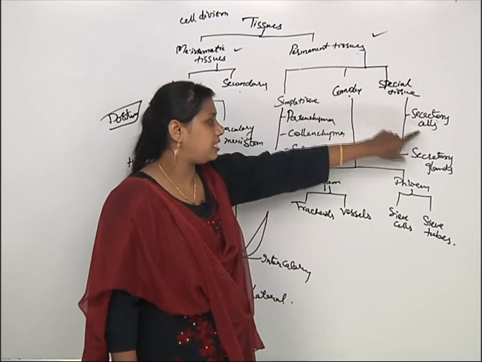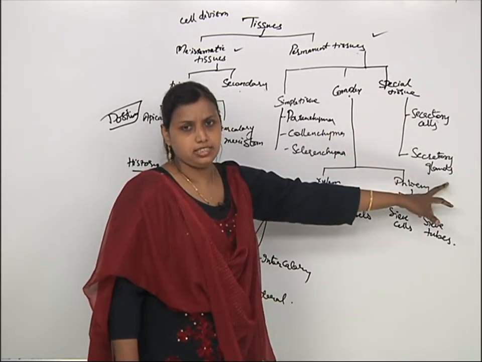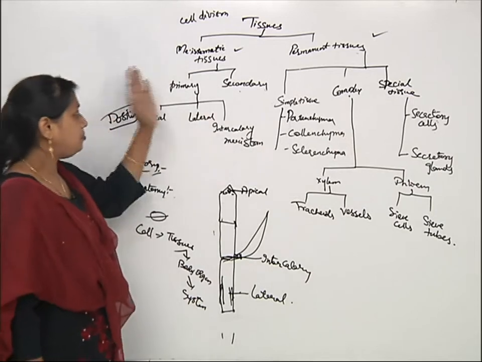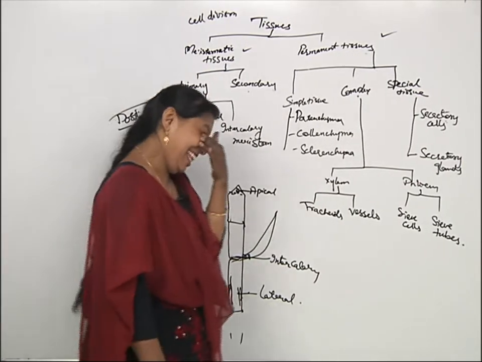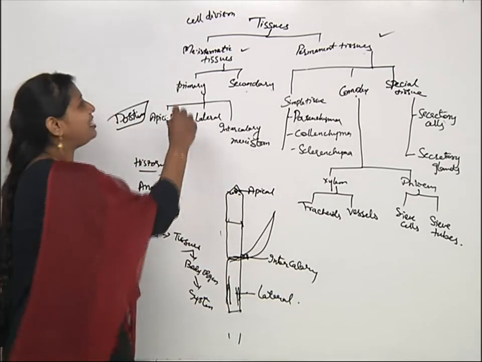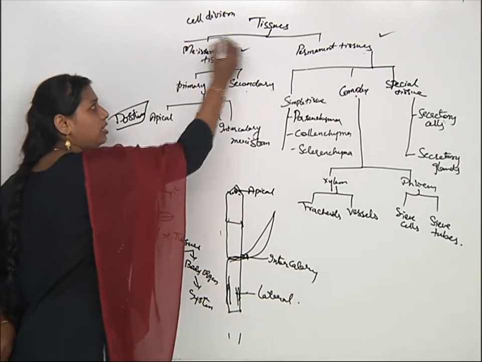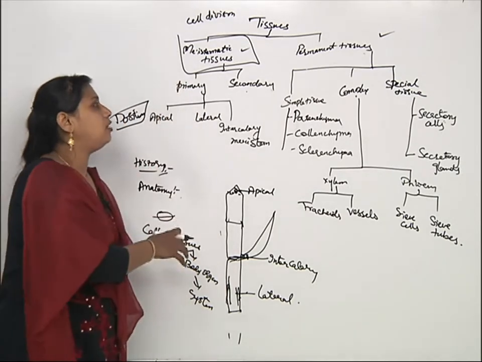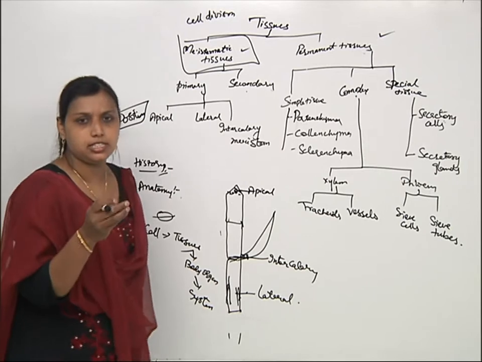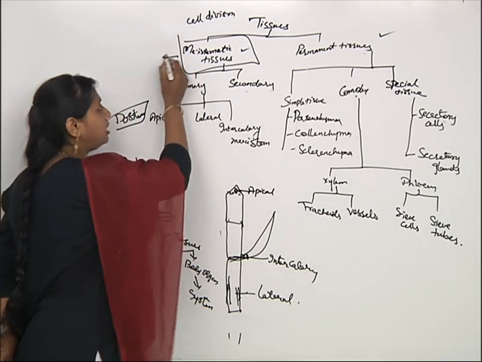Those are called secretory cells and secretory glands. Okay. Now, before starting with the tissue, first we will go with the meristematic tissue. Before entering into a detailed study of meristematic tissue, let us first consider the characteristic features. Why do we consider it as the meristematic tissue?